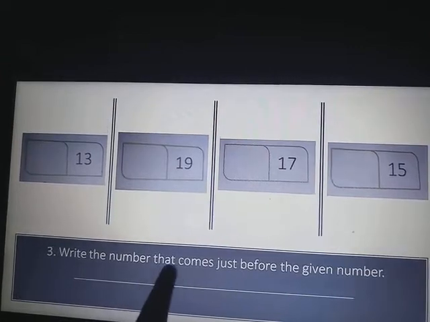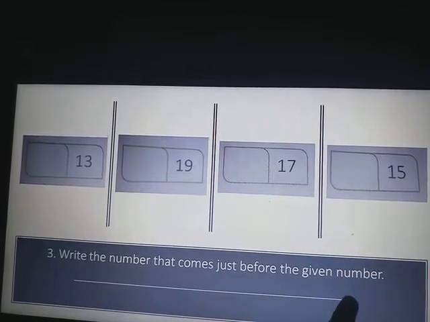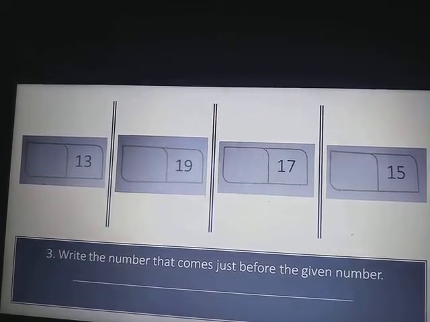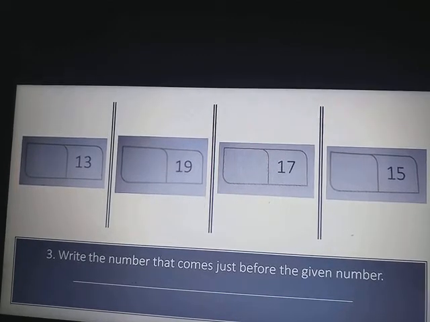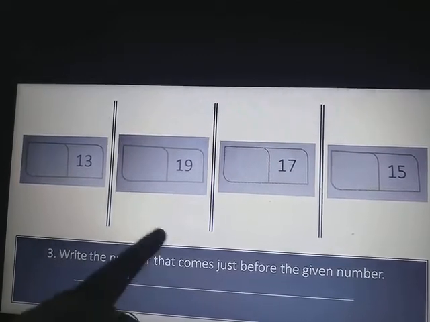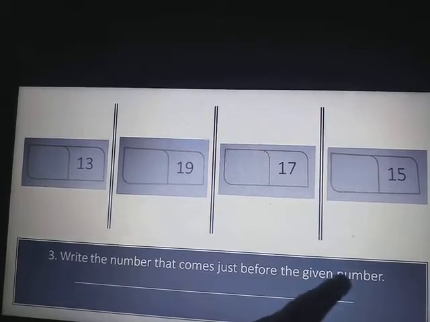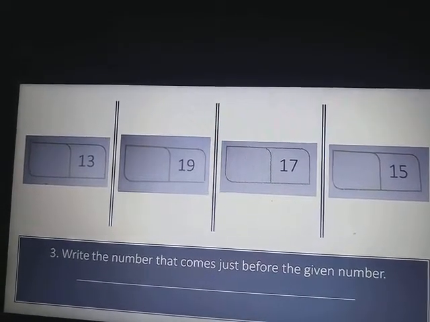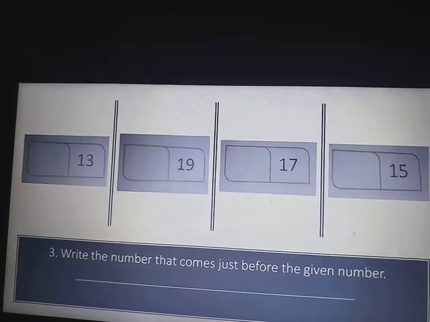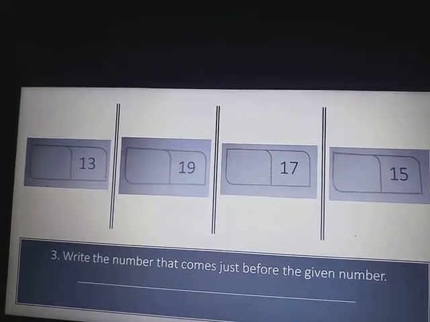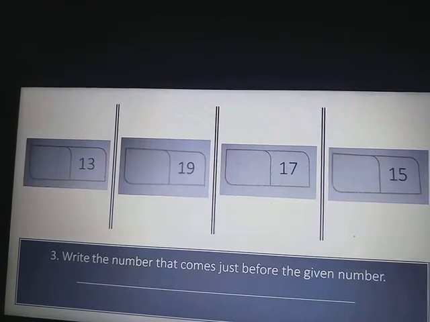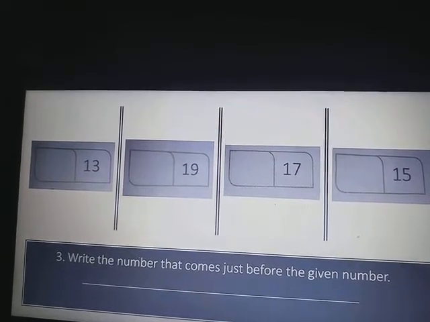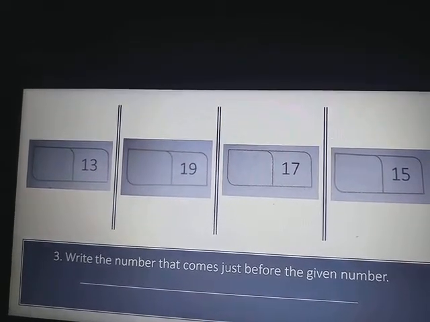Write the number that comes just before the given number. You know this, you know the counting up to 20. Before 13 what comes, you have to write. Before 19 what comes, before 17 what comes, and before 15 what comes. Okay? So this is a very easy question. Next.